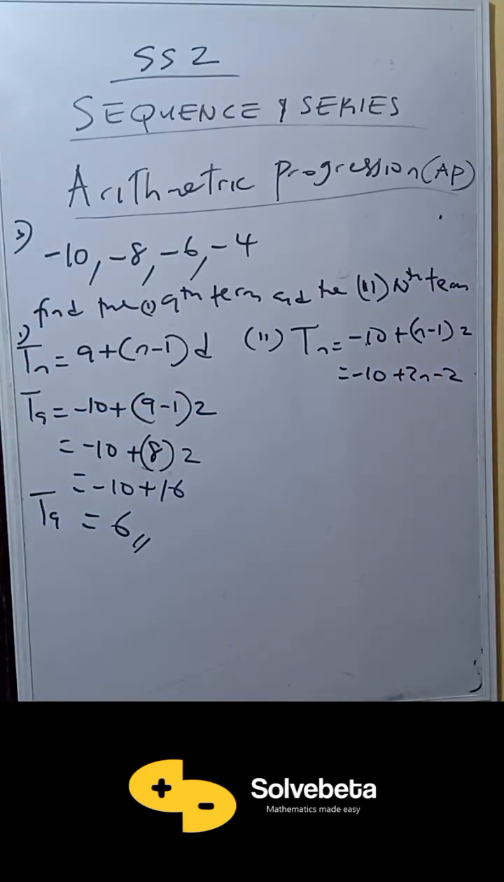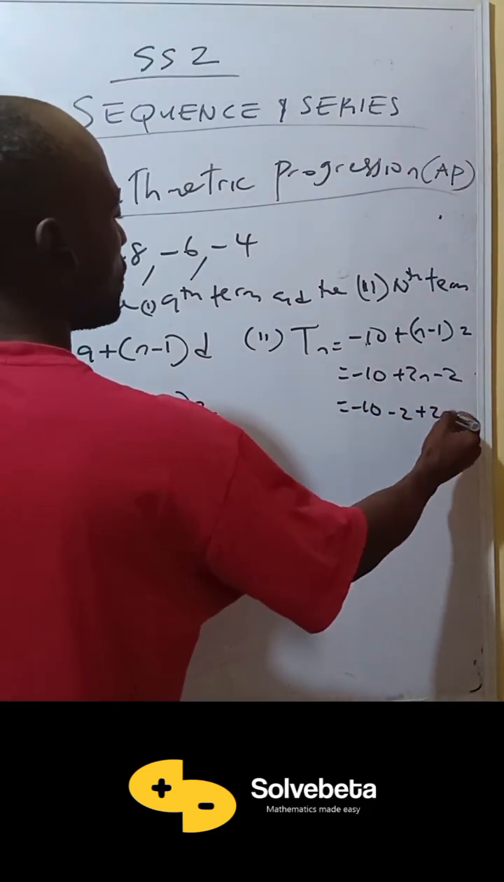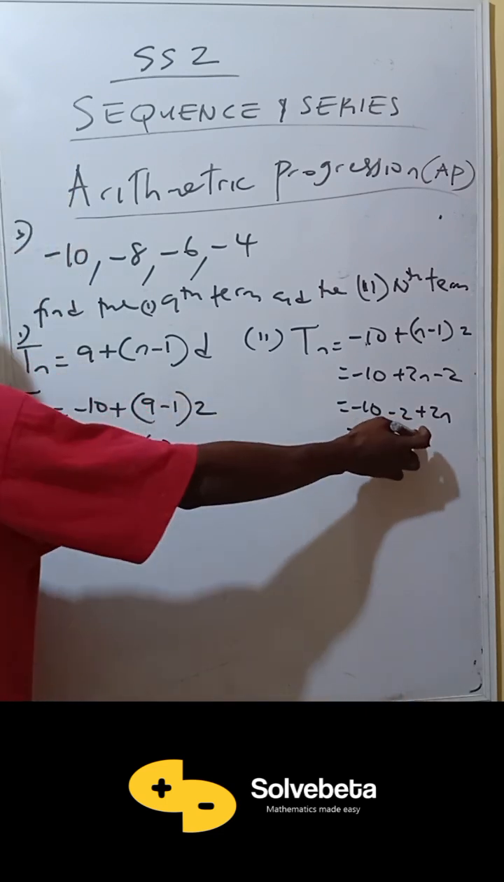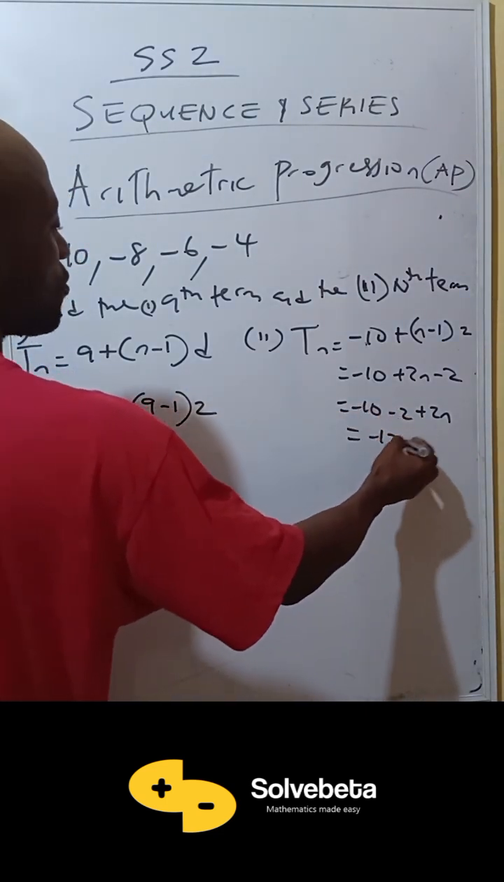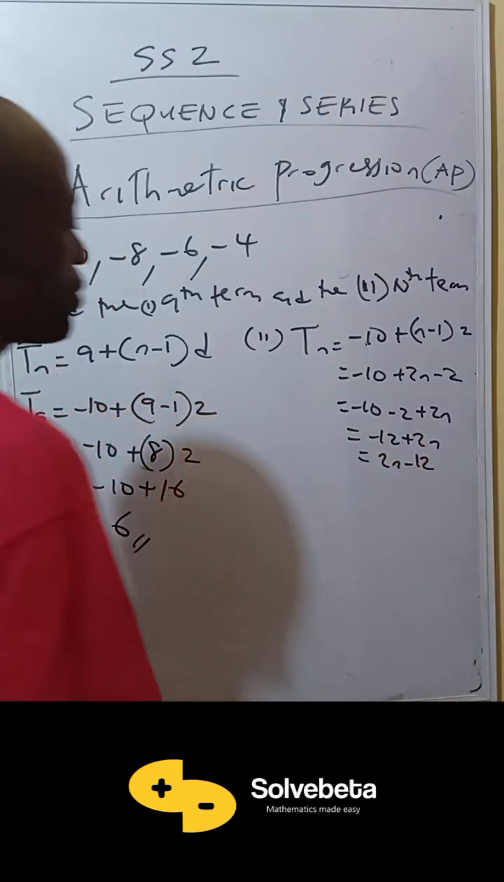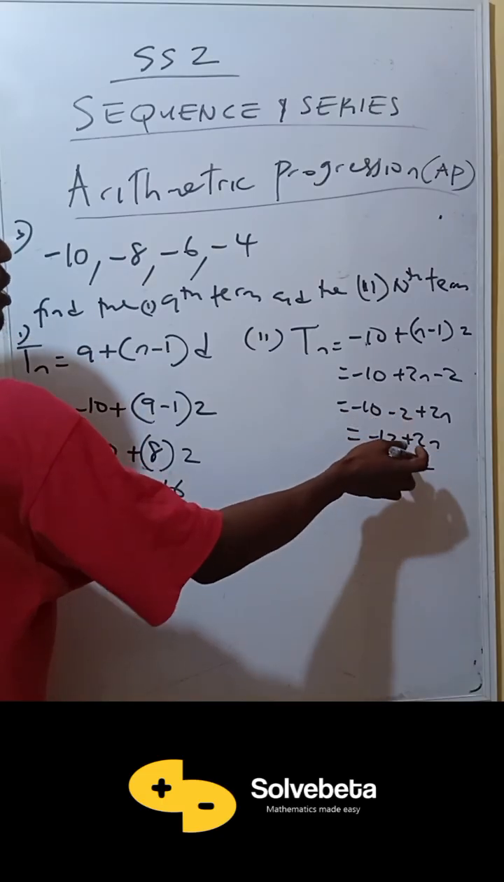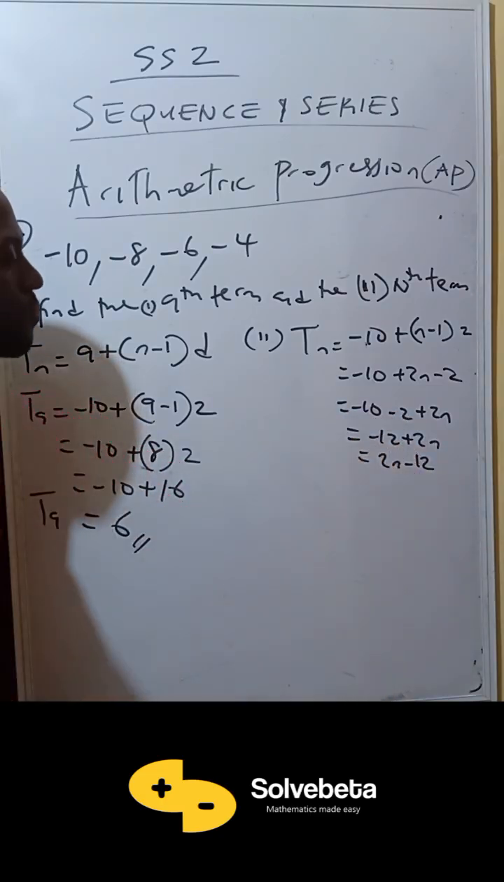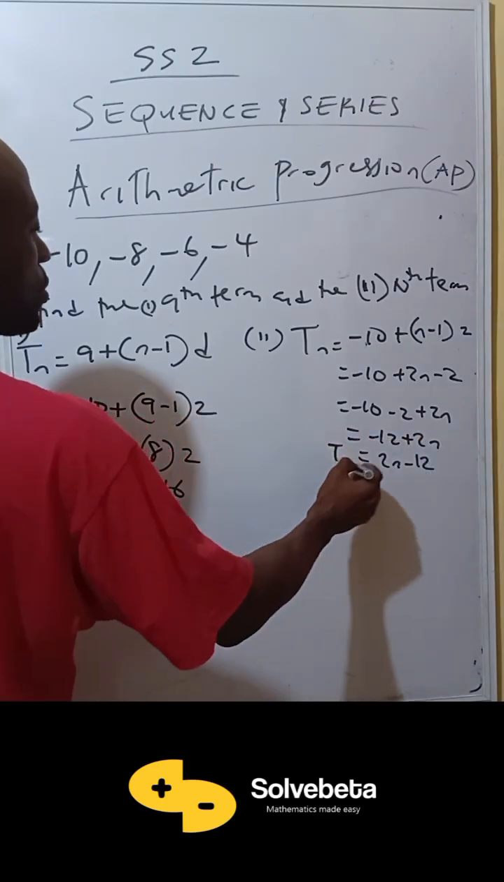That's the reason why I gave this as an example, because I wanted to show you the difference. So this will be minus 10 minus 2 plus 2n. Now, unlike the previous one where this will always cancel out, we have minus 10 minus 2, which is what? Minus 12 plus 2n, which is 2n minus 12. We cannot cancel this one because it's minus 12. Now if we are to write this properly, we write the positive term first: 2n minus 12. So this is the nth term.